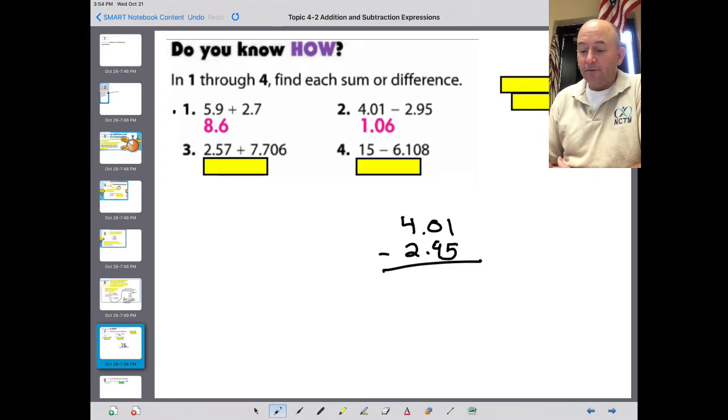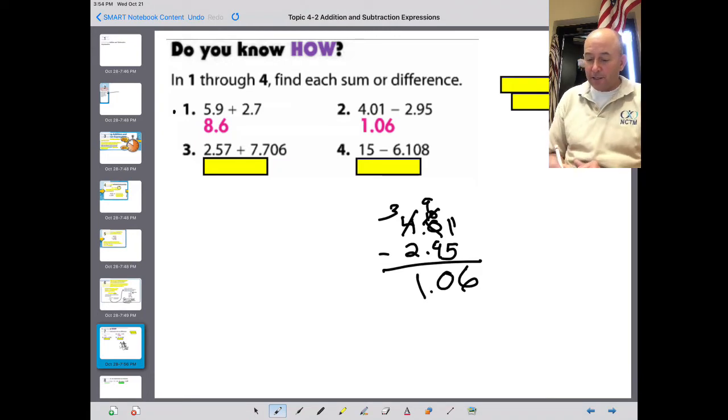You can't take 5 from 1 or 9 from 0, so you're going to borrow from the 4. It becomes 3. The 0 becomes 10, but you borrow again, so that becomes 9. Then you have 11 over here. 11 take away 5 is 6. 9 take away 9 is 0. Bring down your decimal point. 3 take away 2 is 1. So there is your correct answer.